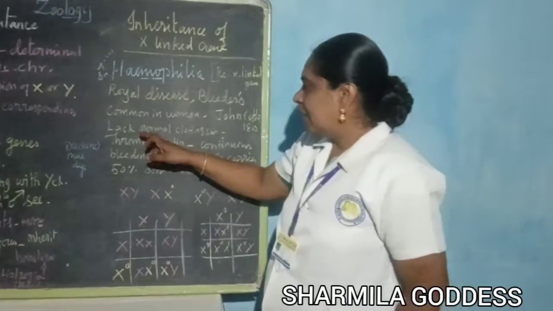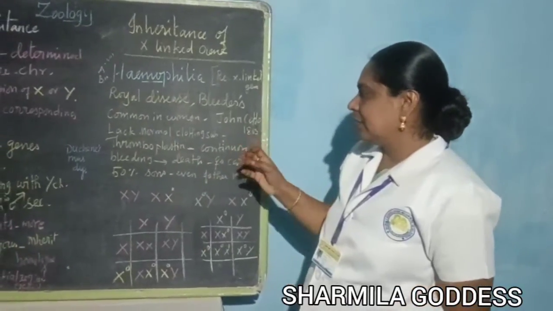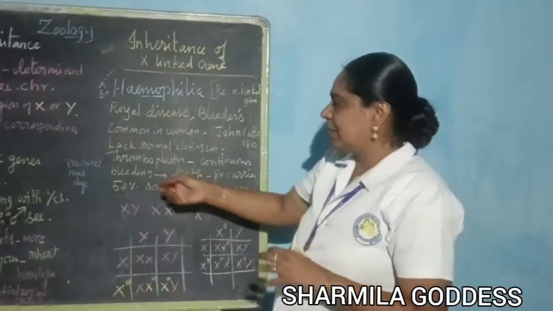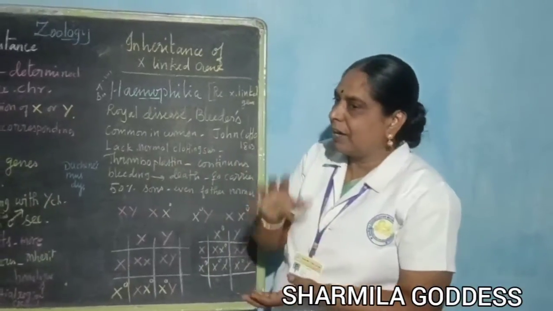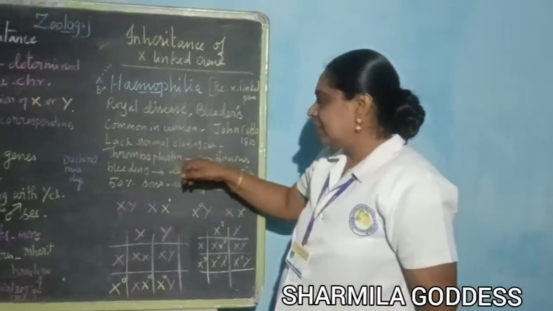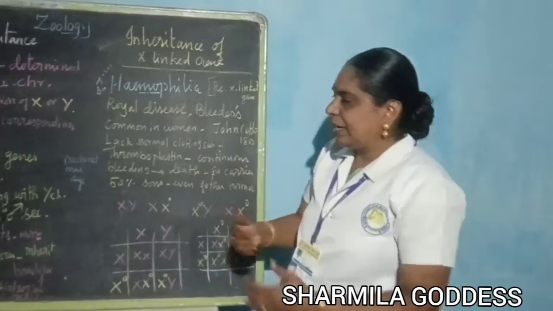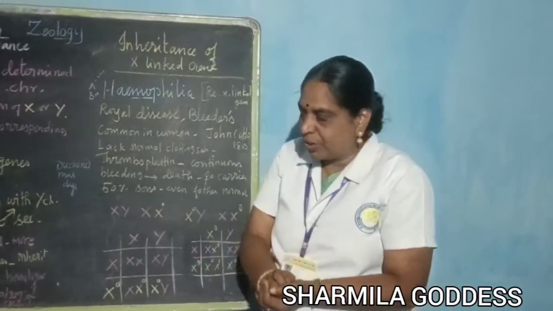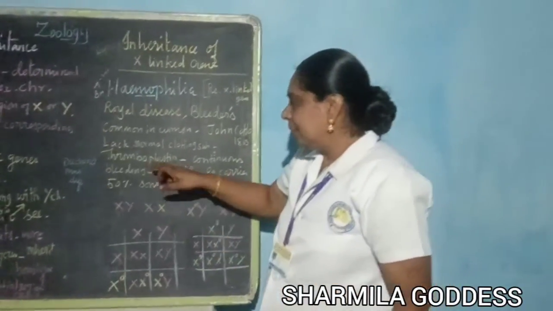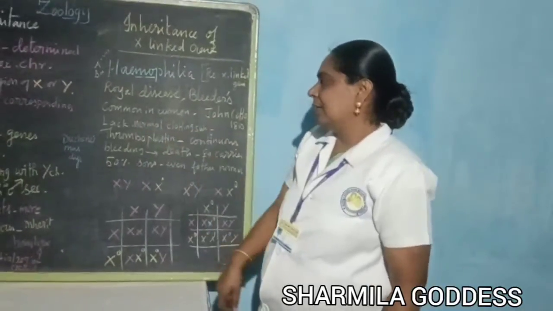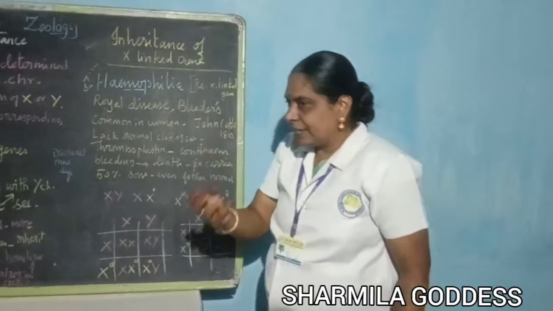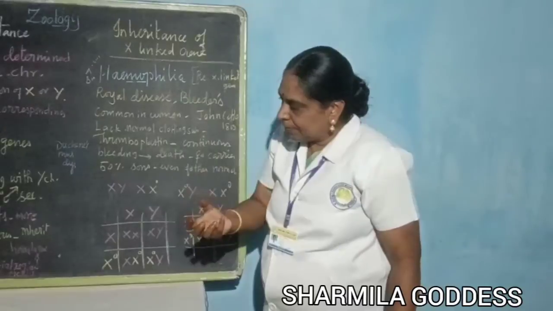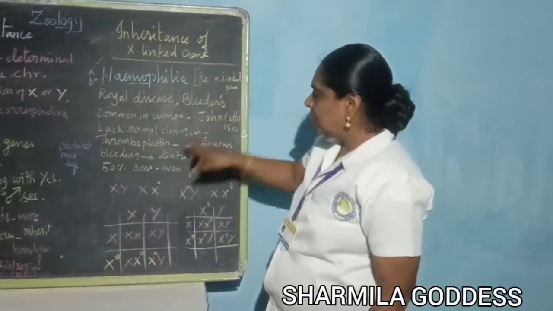So there is a lack of normal clotting. Normally the clotting substance thromboplastin causes the clotting of blood. So if a person with a lack of thromboplastin has any injury, because of the lack of thromboplastin there is continuous bleeding. When there is continuous bleeding, it leads to death.